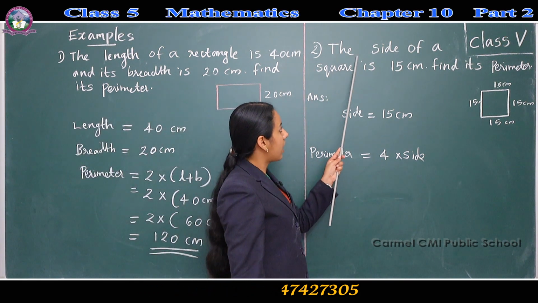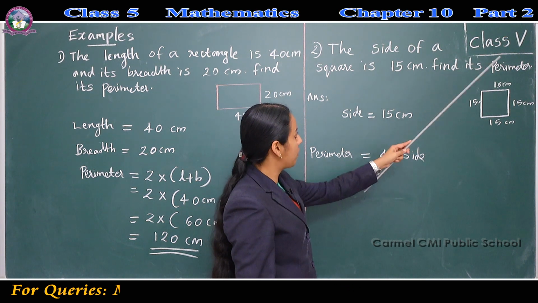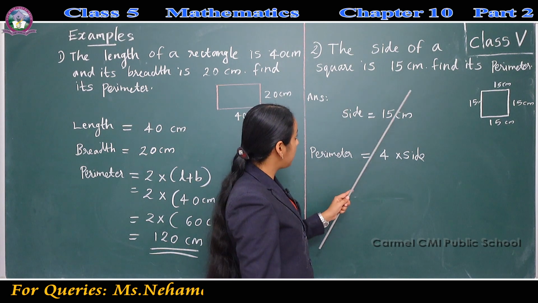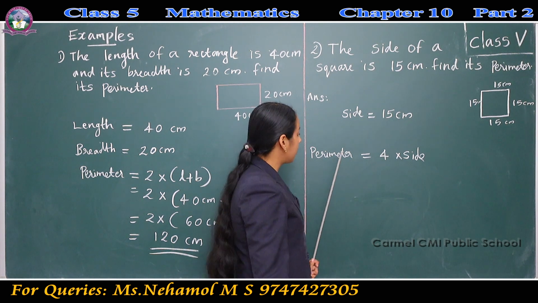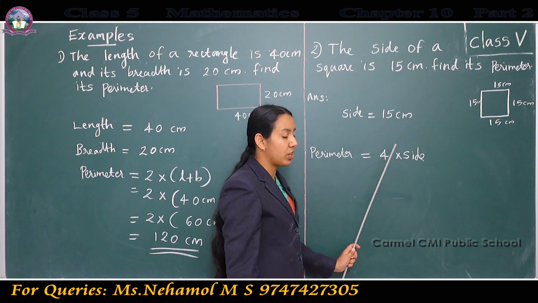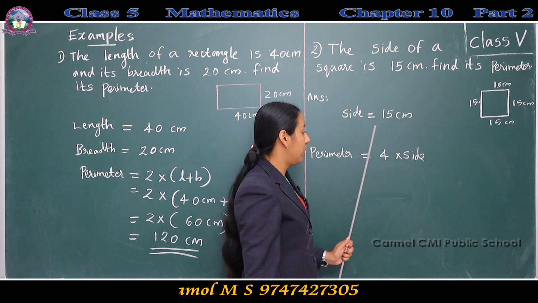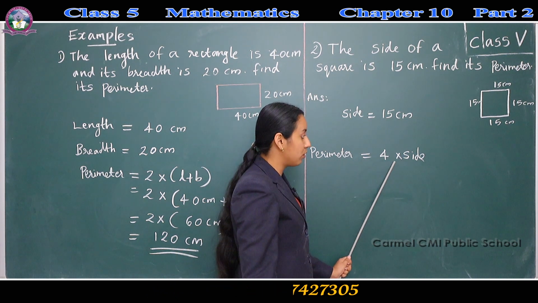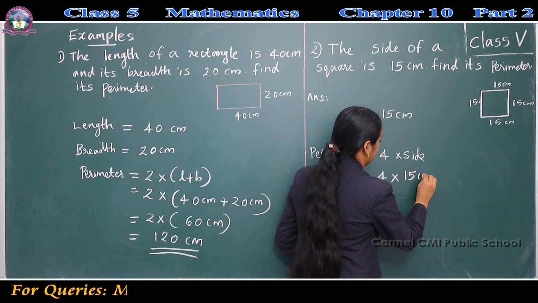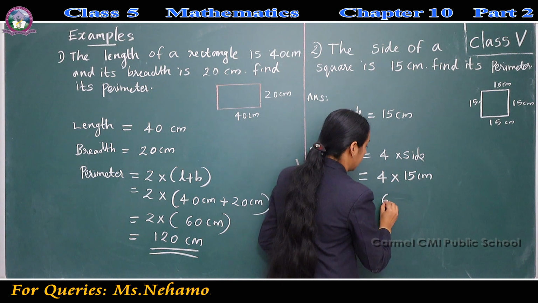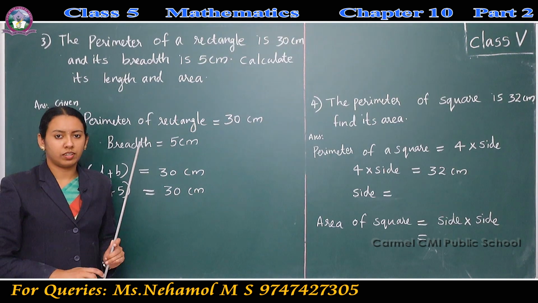Next question. The side of a square is 15 centimeter. Find its perimeter. Here we have to find perimeter of a square. Side is given, 15 centimeter. What is the formula? Perimeter is equal to 4 into side. We know that for a square, all the sides are equal. So perimeter is equal to 4 into 15 centimeter, that is equal to 60 centimeter. That is the answer.